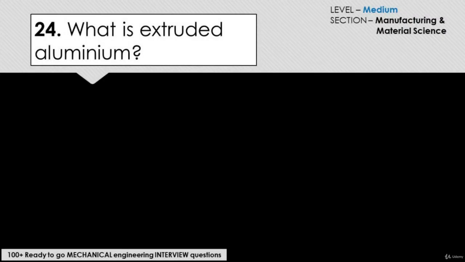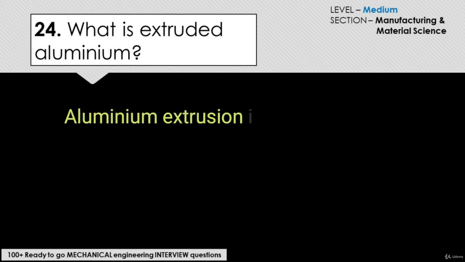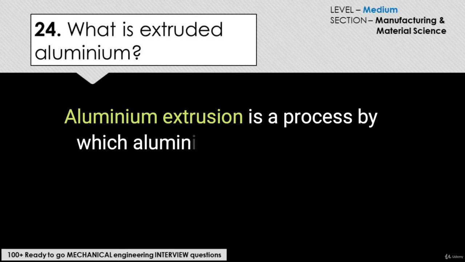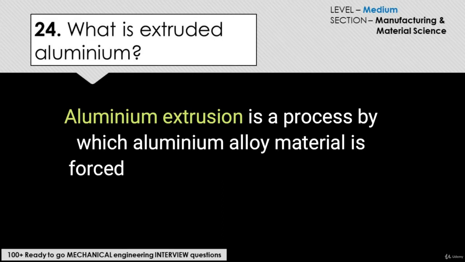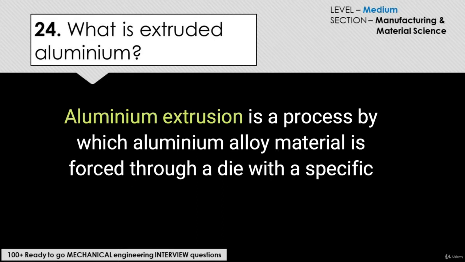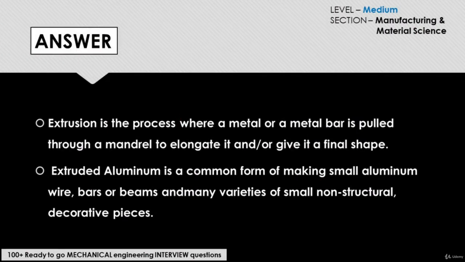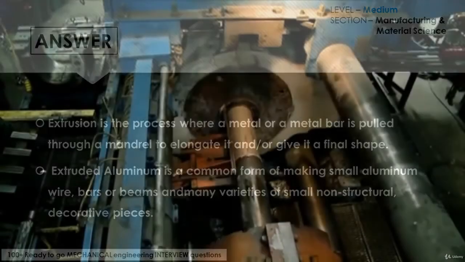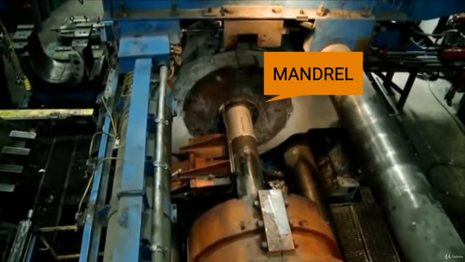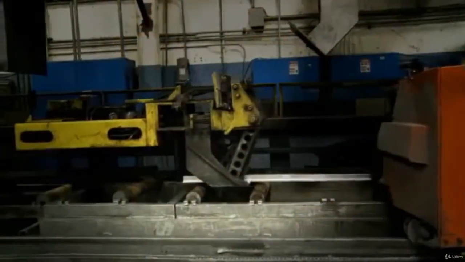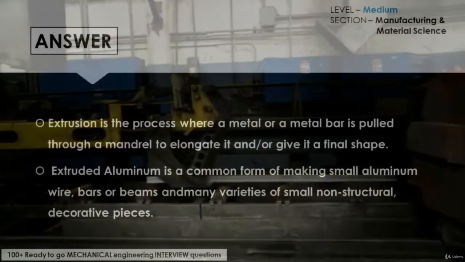What is extruded aluminium? Aluminium extrusion is a process by which aluminium alloy material is forced through a die with a specific cross-sectional profile. The answer to this particular question would be: extrusion is the process where a metal or a metal bar is pulled through a mandrel to elongate it or give it a final shape.